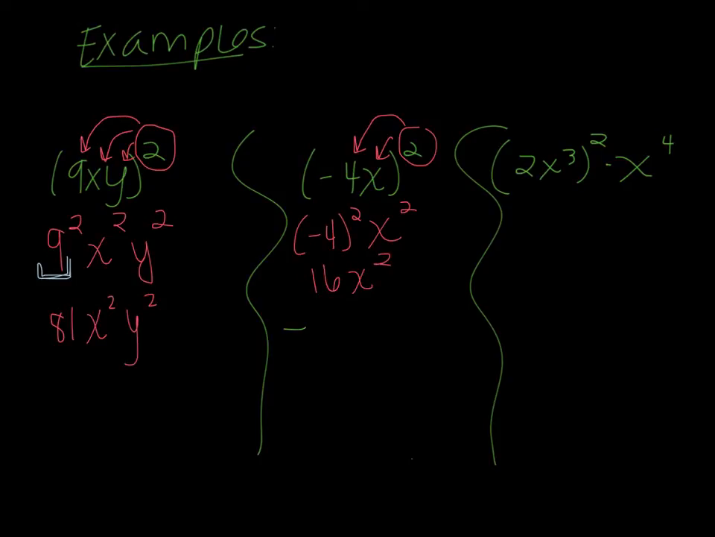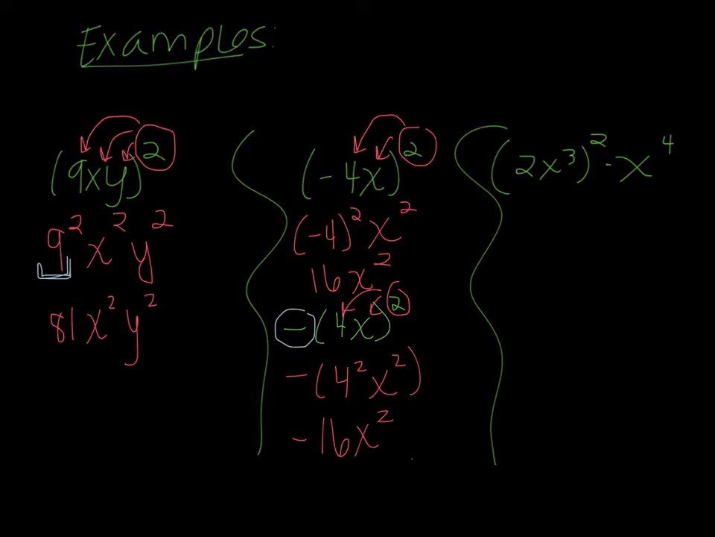This is in contrast to -4x all squared. With this one, since the negative is outside of the parentheses, I want to square everything inside the parentheses first, giving me 4 squared x squared, and then make all of that negative. So my final answer here would be negative 16x squared. So just notice the difference between the placement of the negative. This one, the negative was inside the parentheses, giving me a positive result. This one, the negative was outside the parentheses, giving me a negative result.